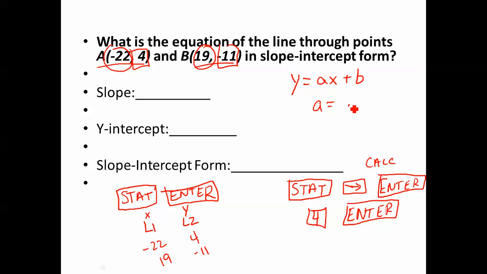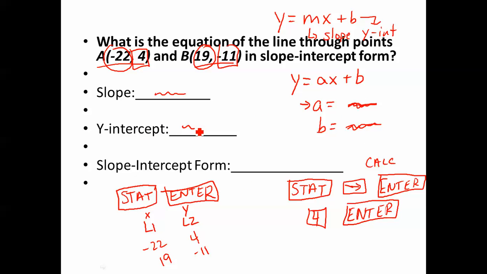A is going to be a number. B is going to be a number. This is the same as the slope form, y equals mx plus b, where the m is the slope and the b is my y-intercept. So when it asks for my slope, what it's really asking for is this a. So whatever number is here, I'm going to write here. For the y-intercept, whatever number b is, I'm going to write right here. Then I'm going to write this equation, y equals ax plus b, plugging in this number for a and this number for b.